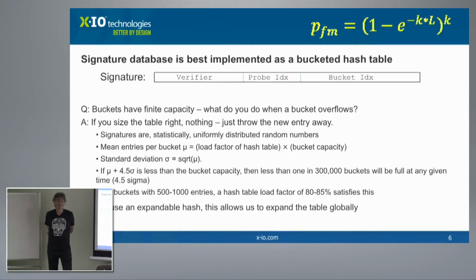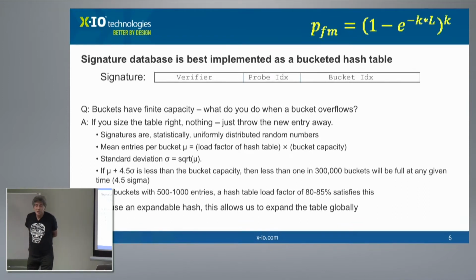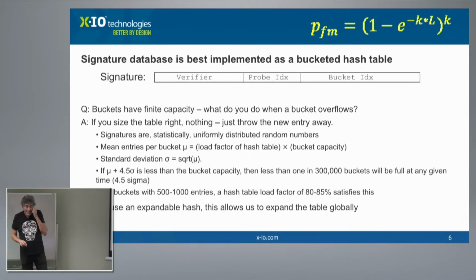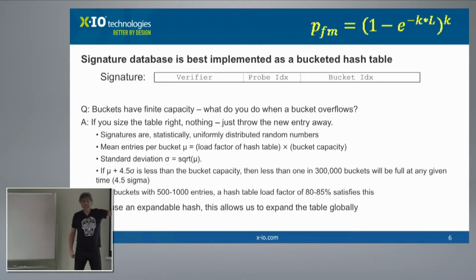Signatures are statistically, they're just random numbers, right? You can treat them statistically when you're looking at how to build a system as if you had a stream of random numbers coming in, and you assign them to buckets based on their low order bits. So it's kind of like pigeonhole.